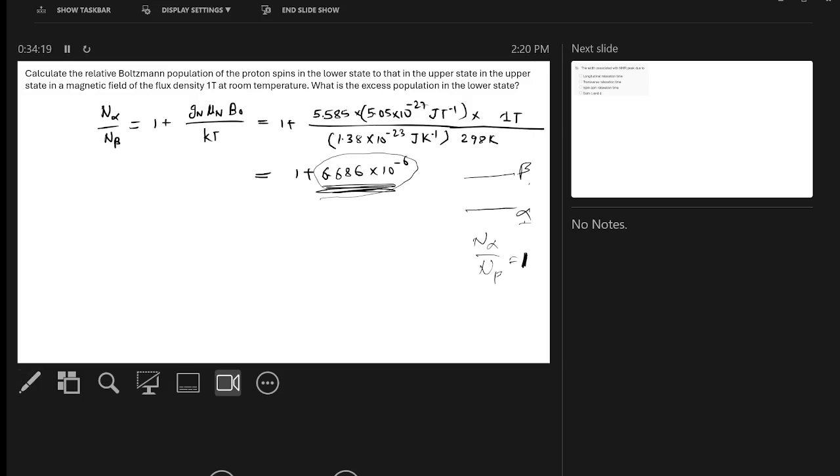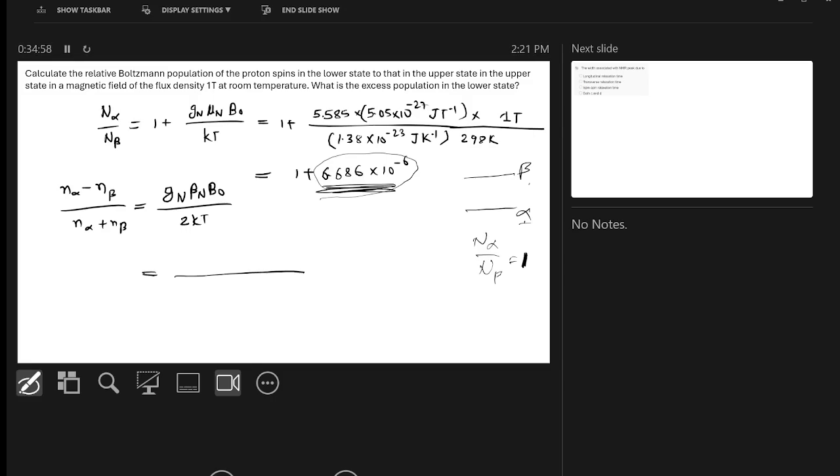Okay. Now this question is asking the excess population. So we can calculate the excess population with this equation: n alpha minus n beta over n alpha plus n beta, capital N, sorry. We saw in the previous slide also, this is given by Gn beta n, or mu n, you can write whatever you want, times B naught or B, over 2kT. These were the equations. So again you can solve it.